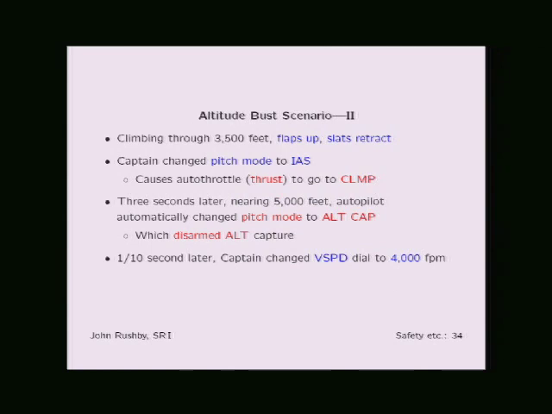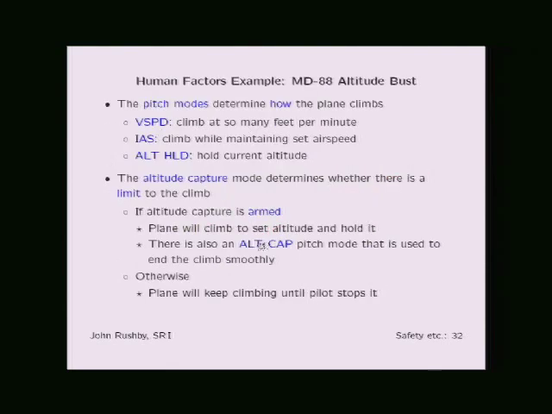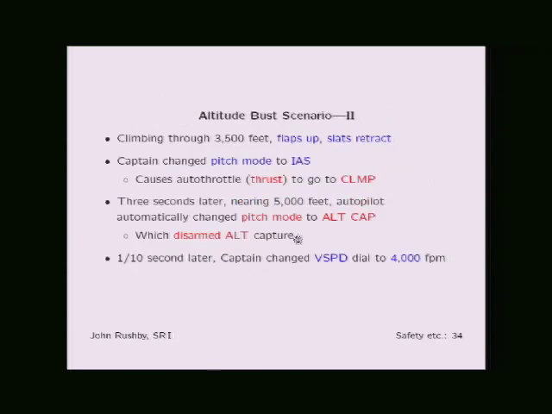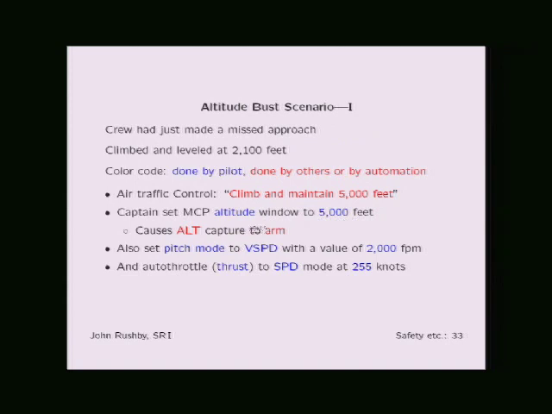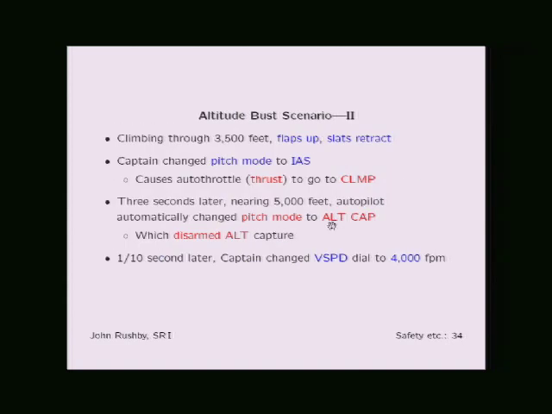Now what happened was, as the plane was climbing, reaching 5,000 feet, suddenly the system automatically changed the pitch mode. Remember, the captain physically changes the pitch mode into IAS. What happened here is that the autopilot software internally changed the pitch mode to alt cap. So what is this alt cap? This is a different mode which is used to end the climb smoothly. A side effect of alt cap is it disarms the original altitude capture. The original altitude capture which the pilot set was climb to 5,000 feet and stay there. So internally the autopilot made a setting which disabled what the pilot had set originally.